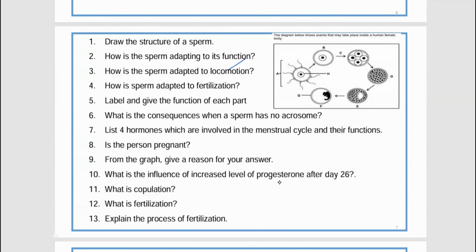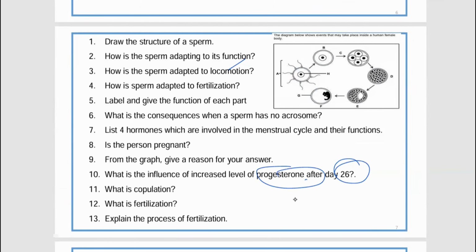What is the influence of increased level of progesterone after day 26? If the level of progesterone is increased after day 26, it means that it is going to inhibit the production of FSH. If it prevents the production of FSH, then no new follicle will be formed and no fertilization can take place. So that's why when the person is pregnant, the level of progesterone is high so that it prevents the production of FSH.